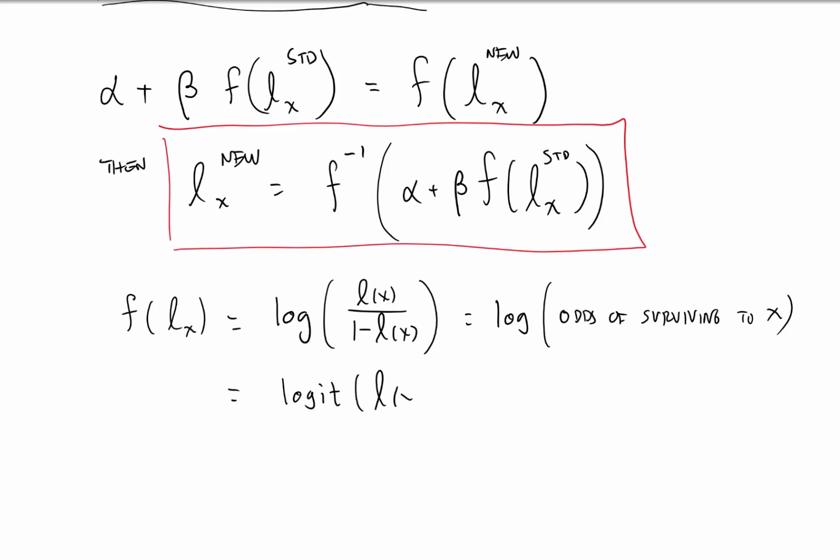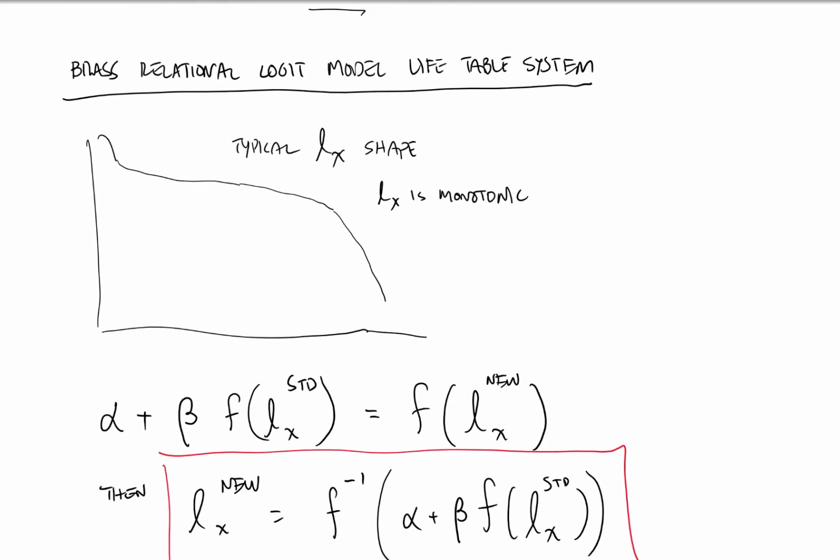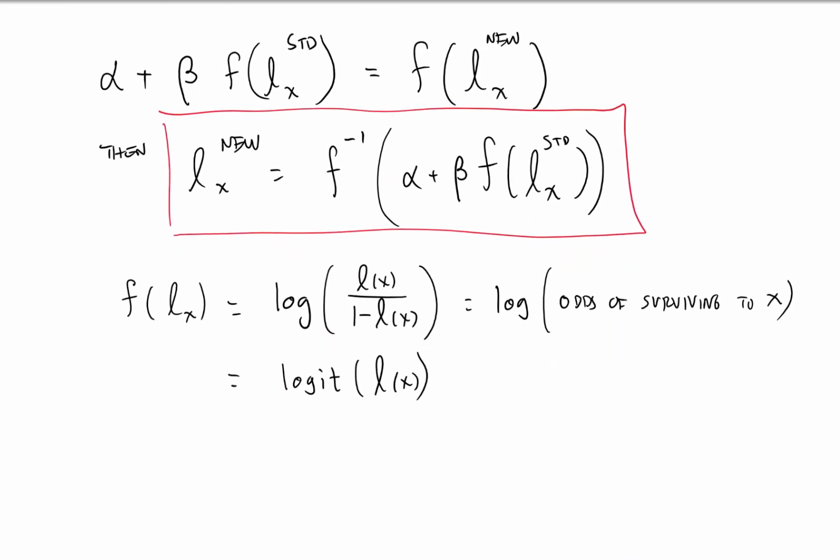So it turns out that Bill Brass settled on the logit of lx, and that's why this thing is called the Brass Relational Logit Model Life Table System. He takes the logit of lx, he finds a brand new family based on alpha and beta. These are called relational models.